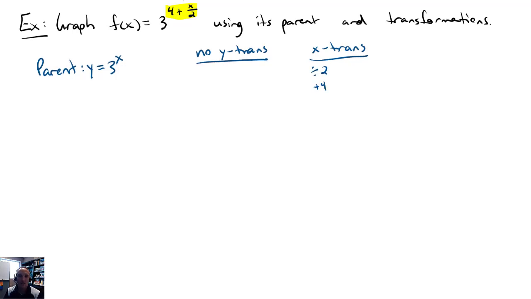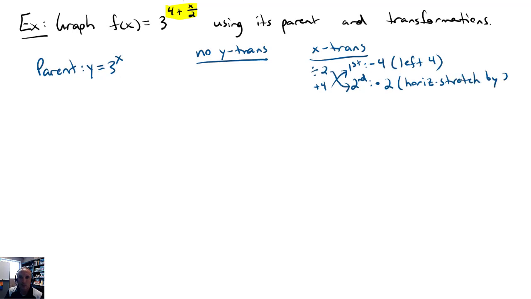We have to inverse those operations and inverse their order to get the x transformations. So our first x transformation is actually going to be the inverse operation of plus, which is minus 4, which means shift left 4 units. And my second x transformation will be the inverse of divide by 2, which is times by 2, which is a stretch in the x direction, a horizontal stretch by a factor of 2. Now I need to generate my parent graph and do these two transformations in this order.